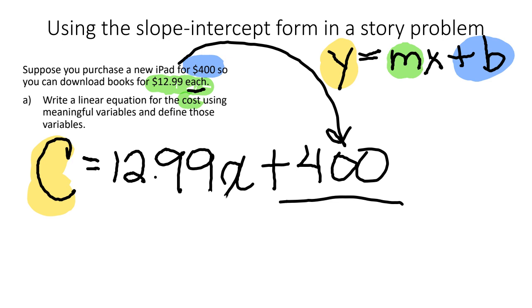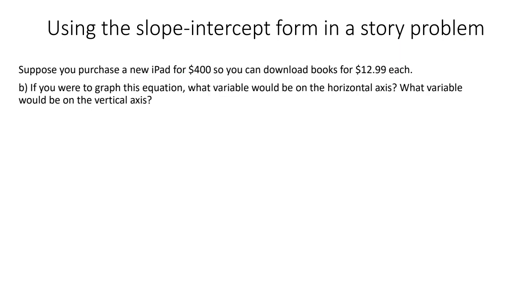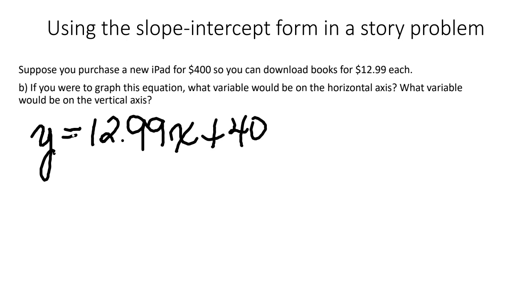Well then, here we come. It says, if you were to graph this equation, and remember we just wrote the equation as y equals 12.99x plus 400, what variable would be the horizontal? Well, remember, the horizontal is the x.